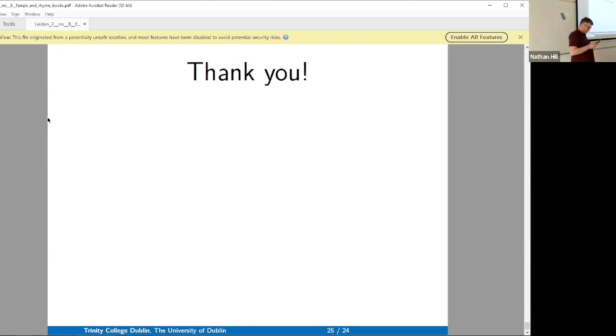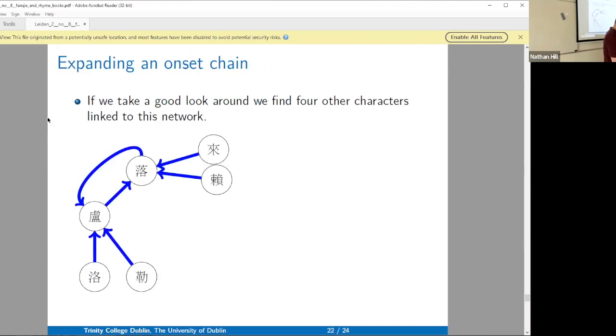Okay, so that was just to give you a feel for the rhyme books. The next presentation combines the rhyme tables and the rhyme books. So you have 51 onset chains. And how many characters are there in one chain? I mean, how many characters have they used to spell onsets? Well, very roughly, it's 100 or 200.